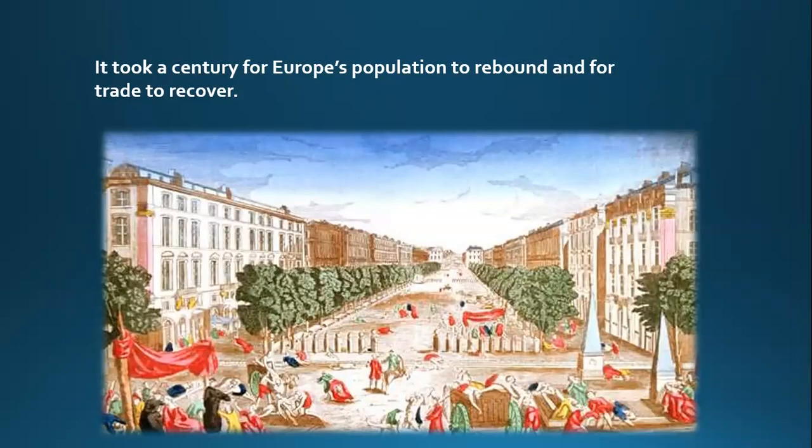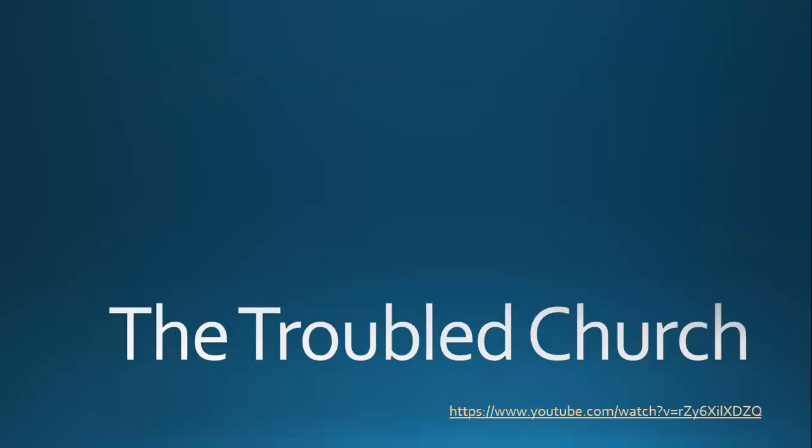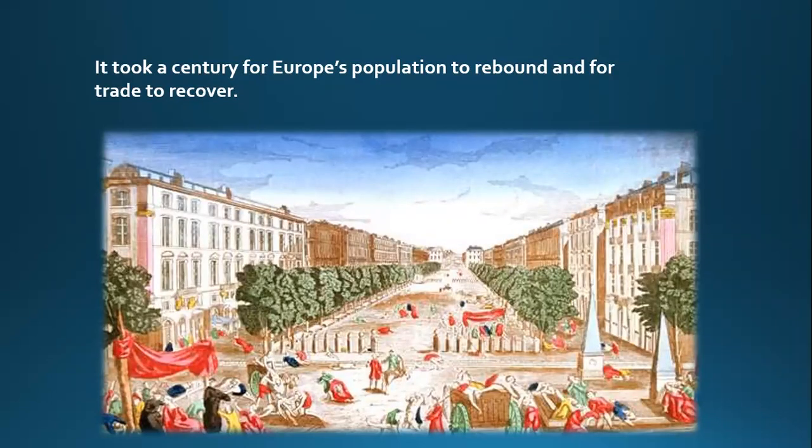It would take a good 100 years for Europe's population to recover and get back to the numbers that it had before the plague. That's pretty bad. So, yeah, we're going to end on that lovely note.